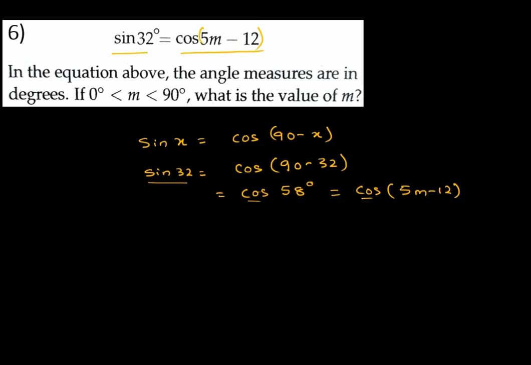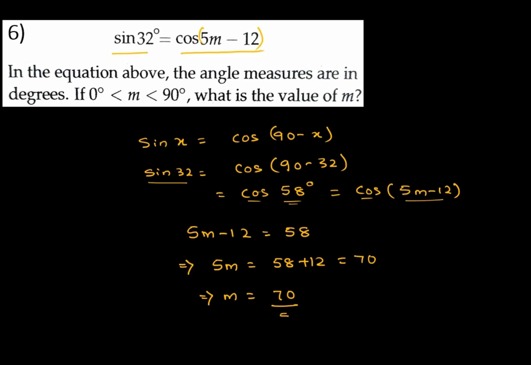Now as you have the same function on both sides, you can say the angles can be equated. That is 5m minus 12 will be equal to 58, and you obtain 5m as 58 plus 12, that is 70. Now the value of m will be 70 over 5, that results in 14 degree. As they have stated, m should be between 0 and 90 degree and 14 lies between 0 and 90 degree. This is your correct answer.